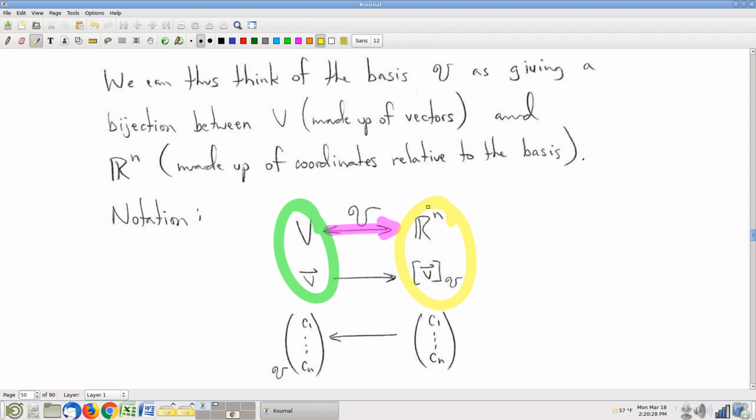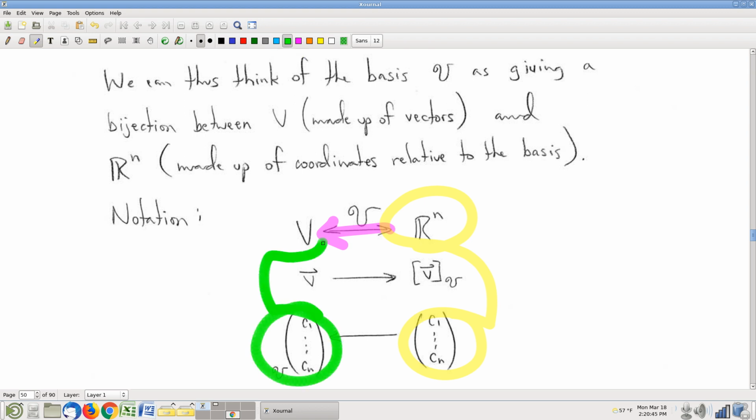In fact, you can think of this function as going the other way as well, because, of course, if you give me a list of coordinates, well, I can find the corresponding vector. In other words, there is exactly one vector whose coordinates are those numbers. So you can think of a function going the other way as well.